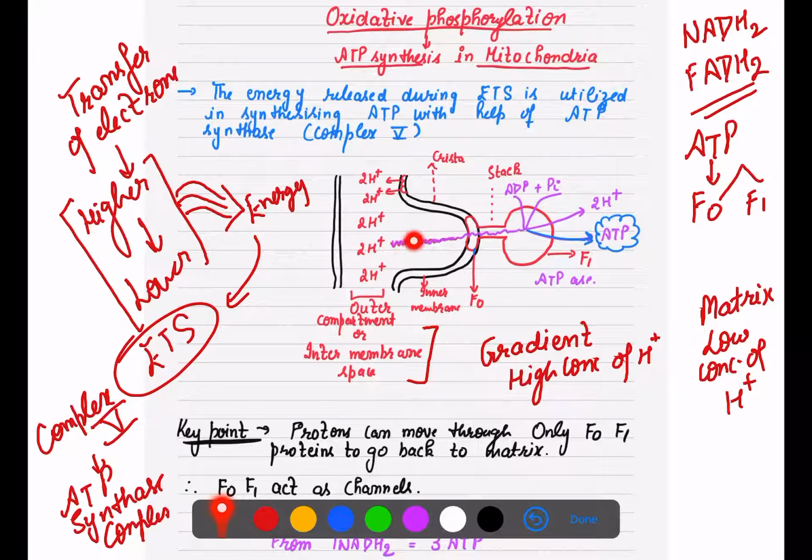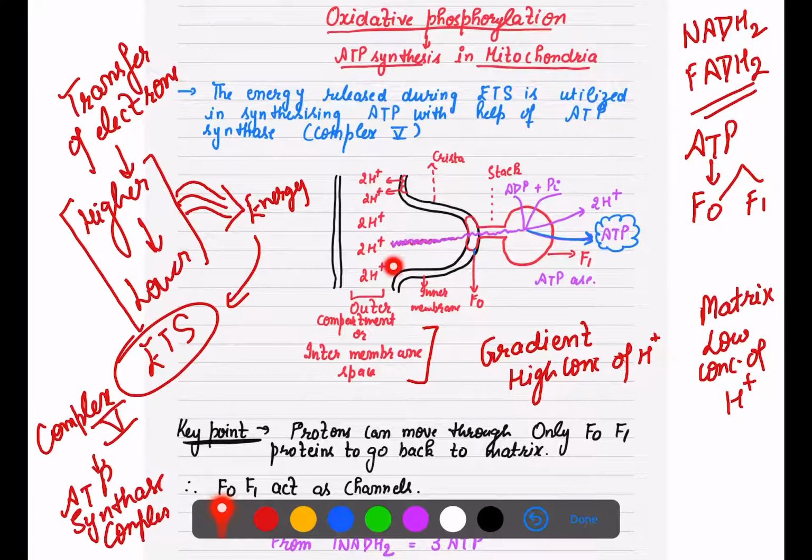The moment this proton reaches F1, the energy it is releasing is utilized here to combine ADP plus inorganic phosphate, and one ATP is going to be synthesized because of the presence of the enzyme ATPase in the F1. Then this proton is pumped into the matrix. This proton is thrown into the matrix.